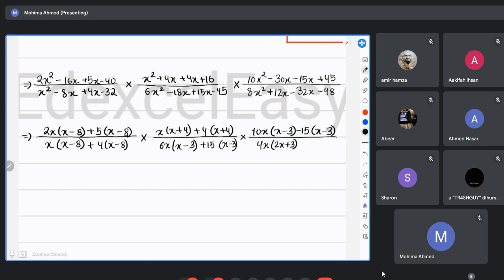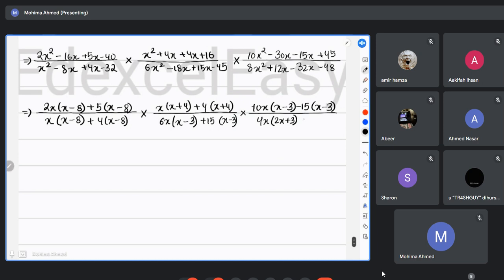And then again for this 32x and 48. I can take 16 common maybe. Yeah, I can take 16 common for the 32x and 48. It will be negative 16. And eventually it will be again 2x plus 3.